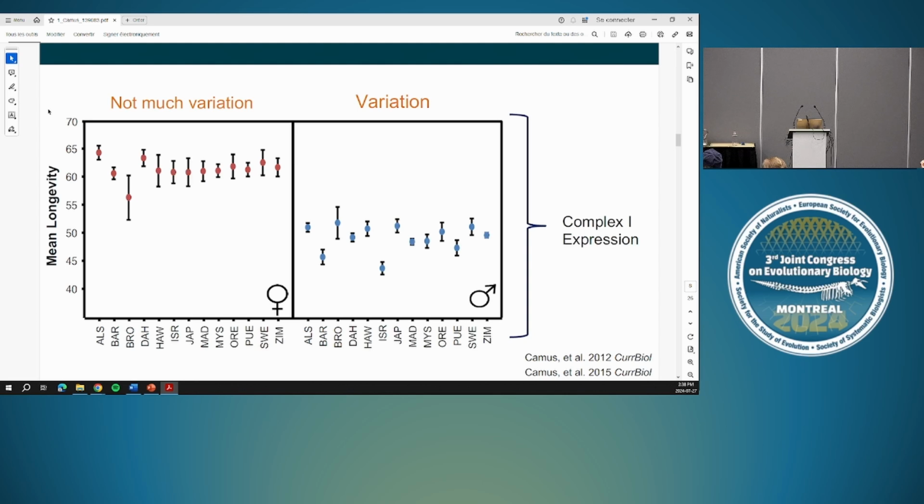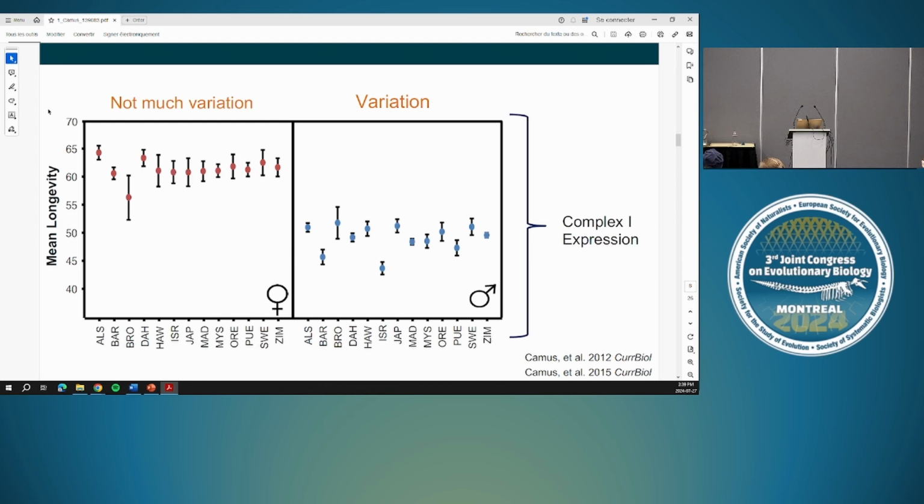So in this work, from about a decade ago now, I feel really old, we have, down here on the X, lots of different mitochondrial haplotypes. These are all fly genotypes. All the fly genotypes have the same nuclear background, and the only thing that differs between these genotypes is the mitochondrial DNA. So we have mitochondria from all over the world in this panel: Alstonville, Barcelona, Brownsville in Texas, so on, Sweden, and Zimbabwe.